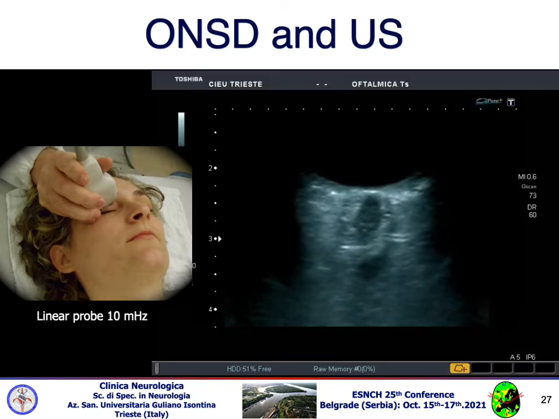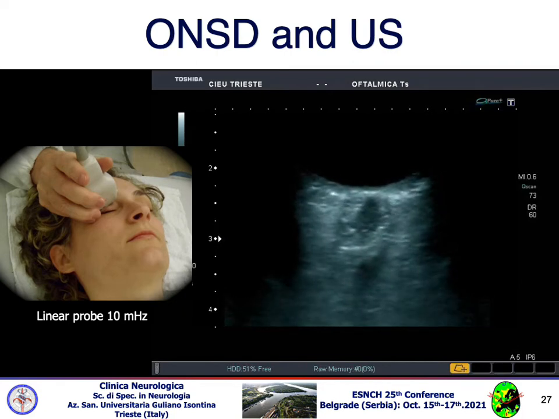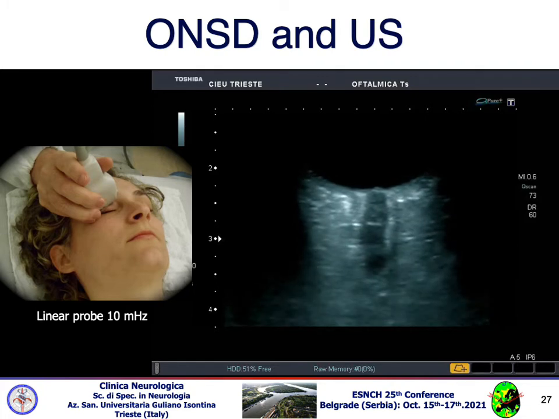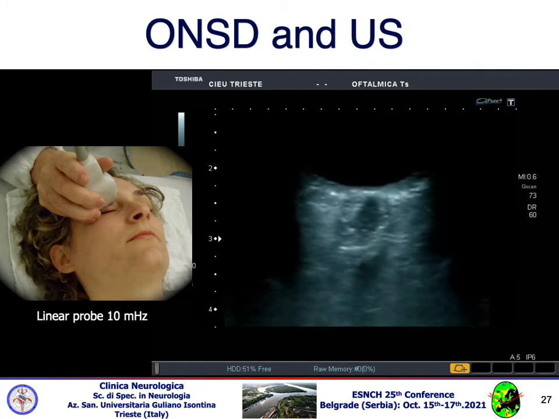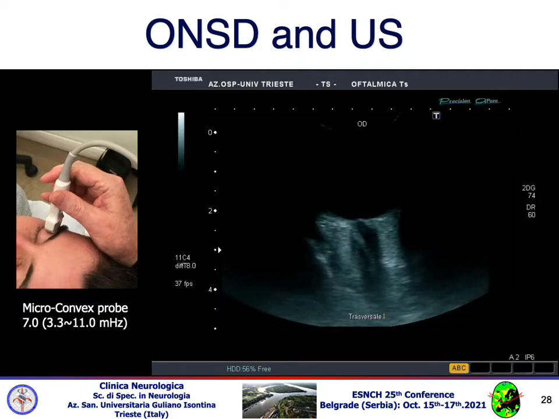In this short movie, we see the beginning of the optic nerve with the sheaths. And this is insonated by a transverse approach with a linear probe of 10 megahertz, but we can use smaller probes like this microconvex probe, which permit us to have different approaches. This is a transverse approach.